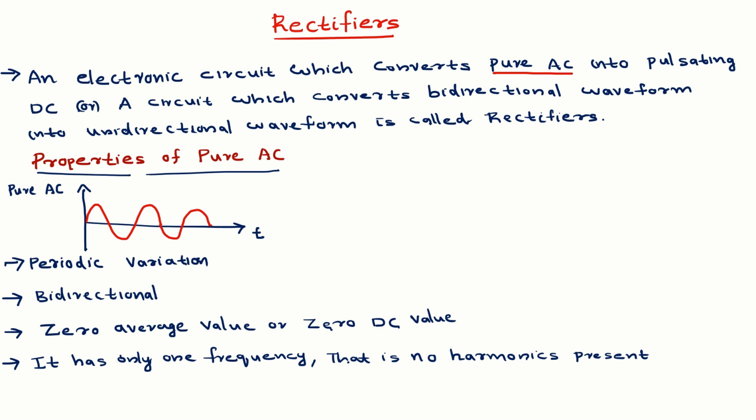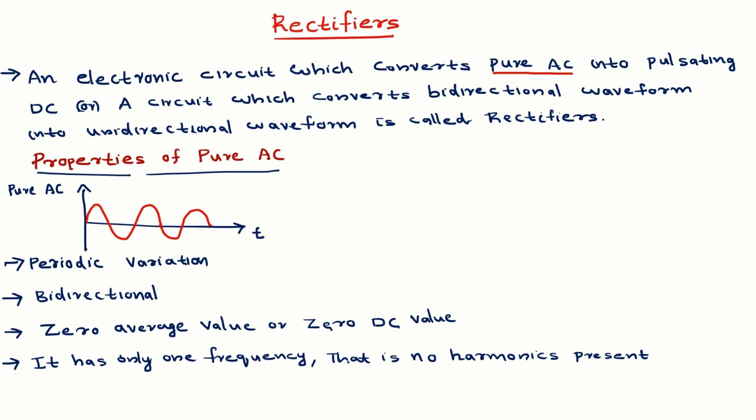Properties of pure AC. The waveform I am showing here is a pure AC waveform. By looking at this waveform, I can say it has periodic variation. That means this waveform is a periodic signal. A periodic signal means the signal is repeating itself at a regular interval of time.